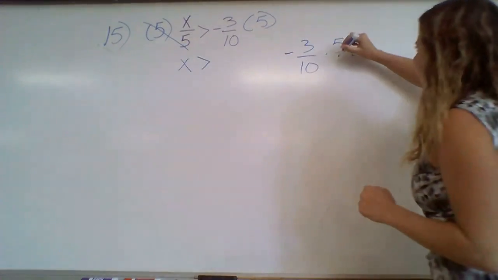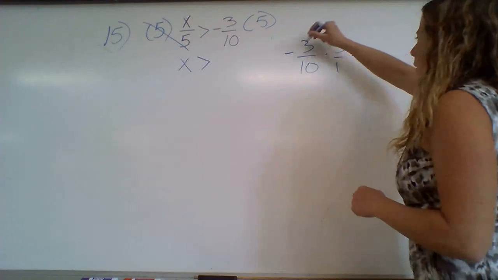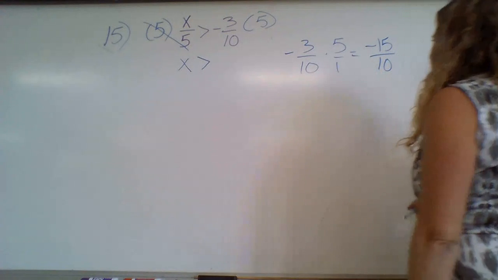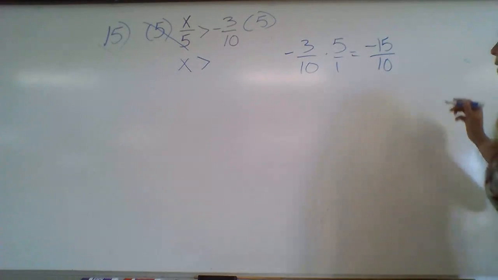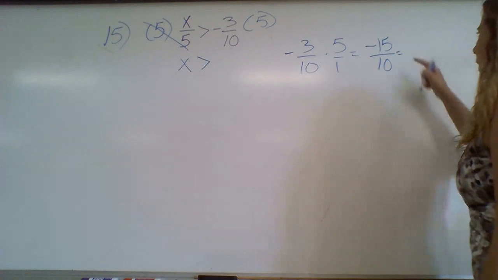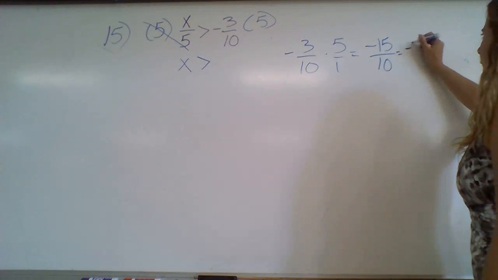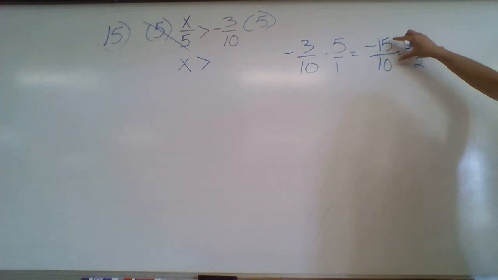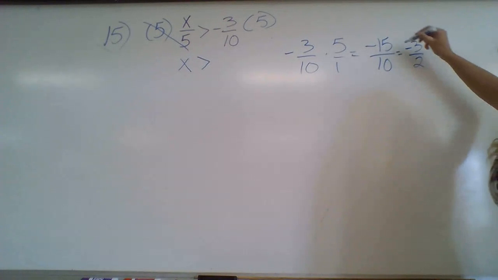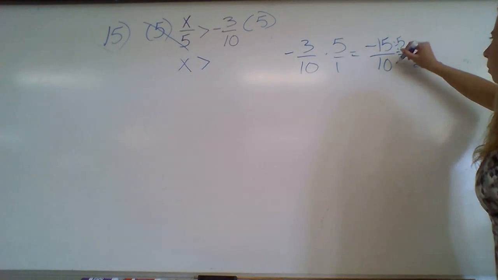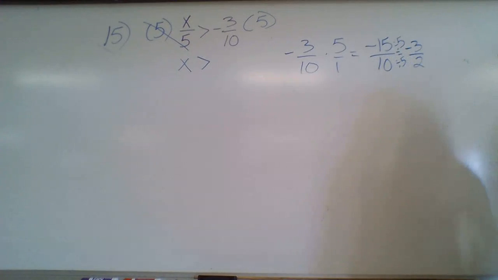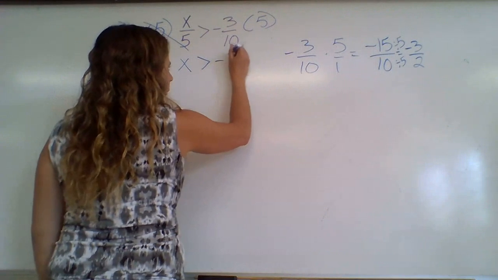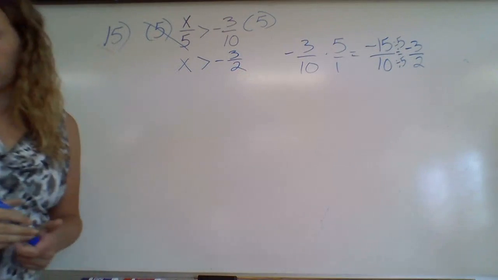Okay. You can always put the 5 over 1 if you want to. Negative 3 times 5 is negative 15 over 10. Let's reduce that just a little bit. I can divide both my numerator and my denominator by 5, so that's negative 3 over 2. Okay, there we go. So it's not the end of the world if you leave it here, but you should simplify if you can. So I just divided both the top and the bottom by 5. I got that. Okay. So then you're left with x is greater than negative 3 halves, or negative 3 over 2.